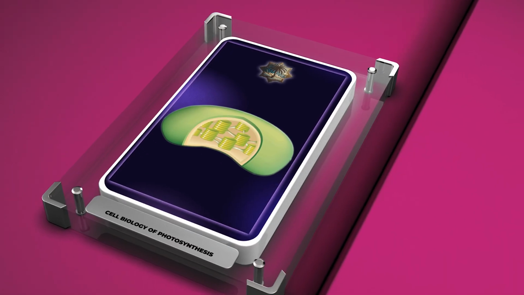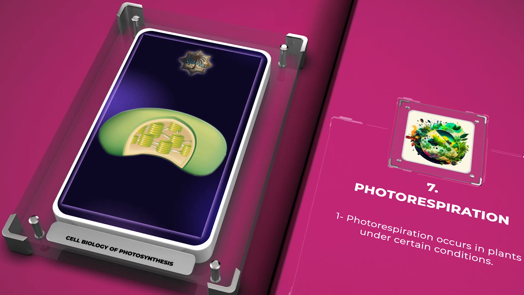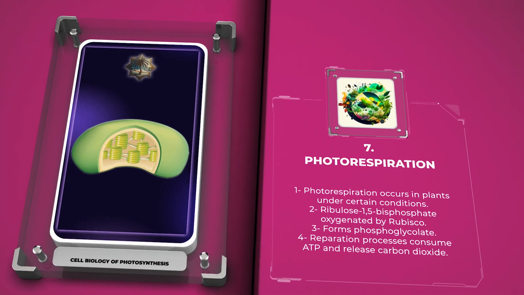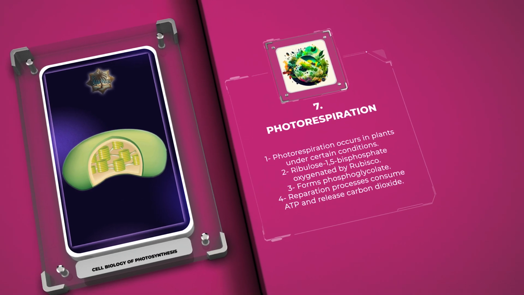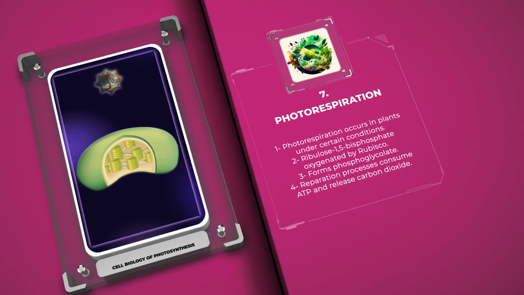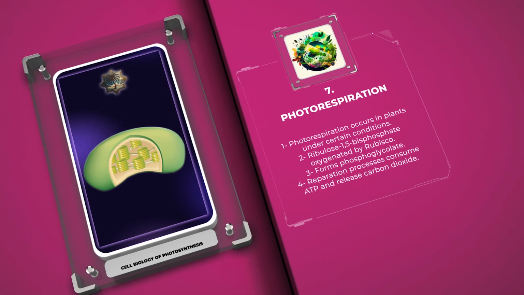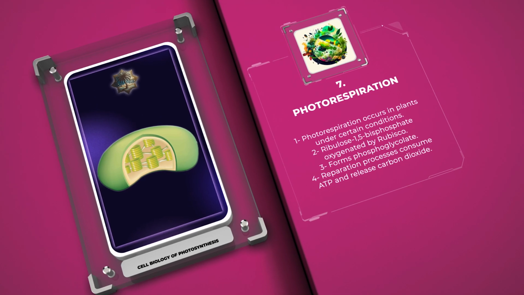Photorespiration is a phenomenon occurring in plants under certain environmental conditions, which leads to a wasteful loss of fixed carbon from the Calvin cycle. It involves the oxygenation of ribulose 1,5-bisphosphate by the enzyme Rubisco, resulting in the formation of a 2-carbon compound, phosphoglycolate. The respiration processes associated with photorespiration consume ATP and release carbon dioxide, counteracting the efforts of carbon fixation.